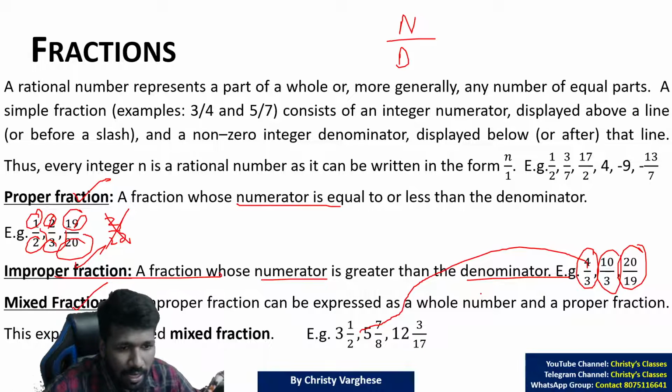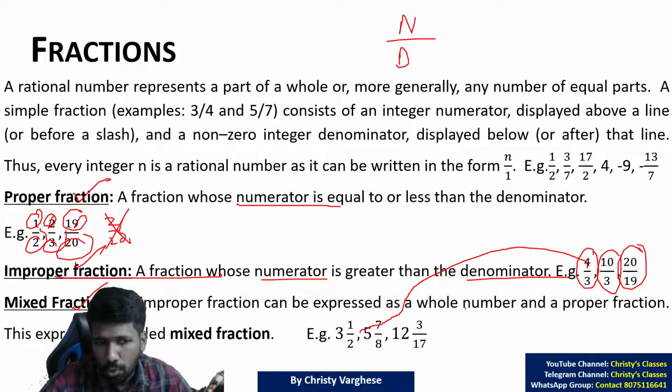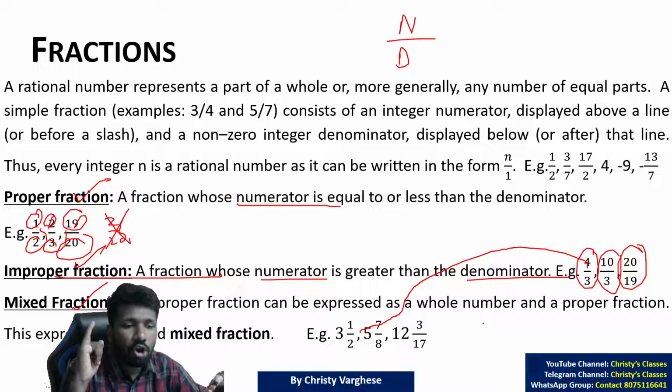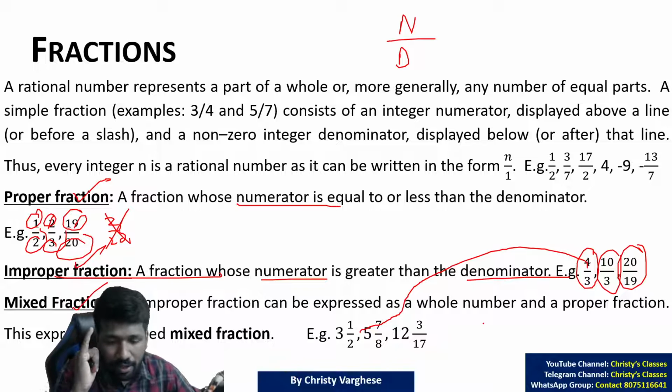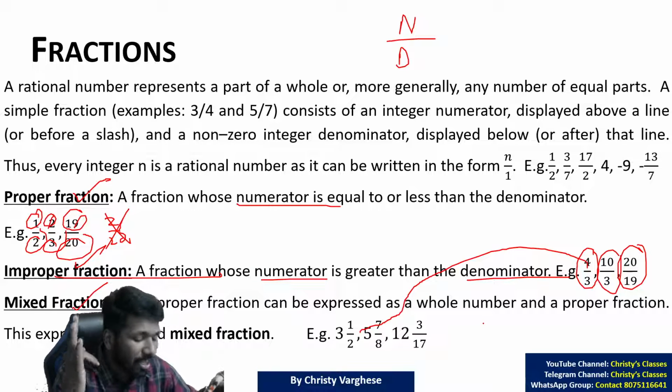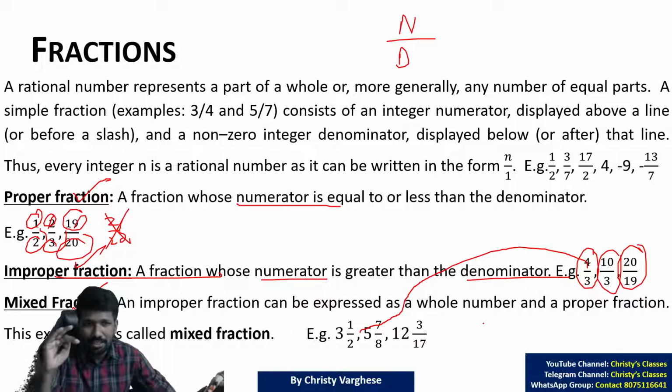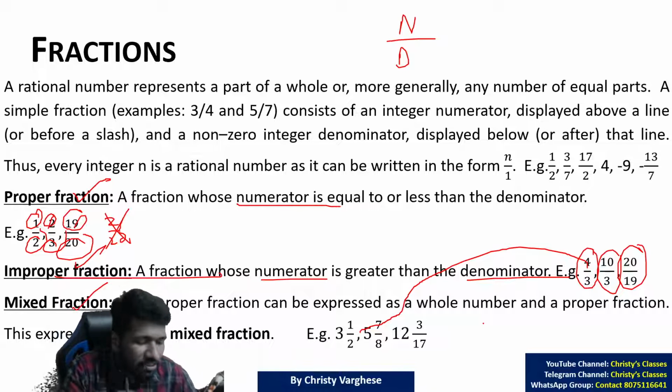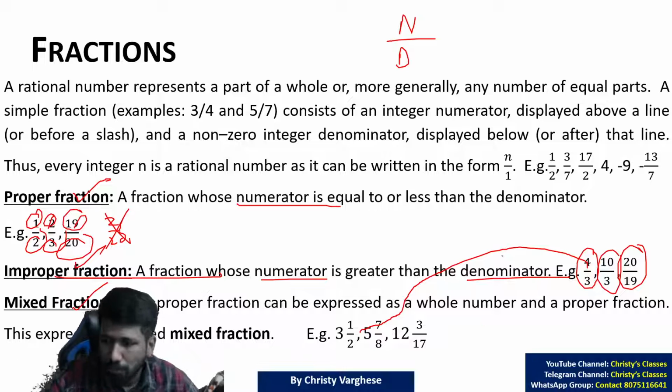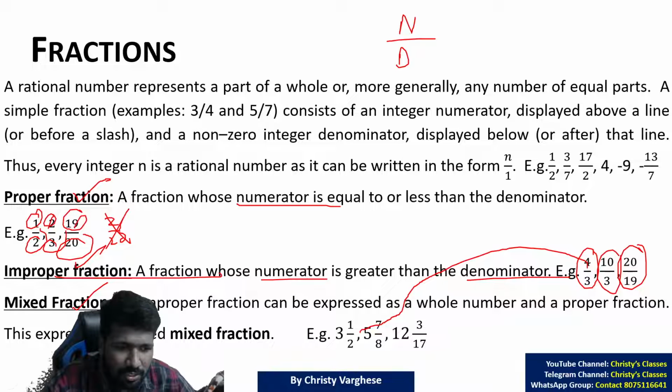Again, last class, this class and next class are base classes for the upcoming chapters also. This technique, this understanding of conversion of improper to mixed fraction, is needed in the clock problem chapter, in most of the questions, in the data interpretation chapter, and in many other chapters. So whatever I am teaching is not for today's class only, it is for upcoming chapters also. So 4 by 3, 10 by 3, 20 by 9, these numbers can be converted to mixed fraction.